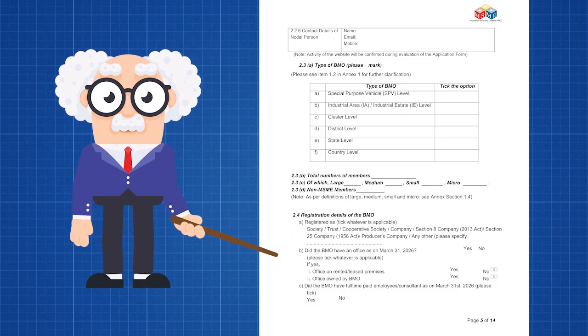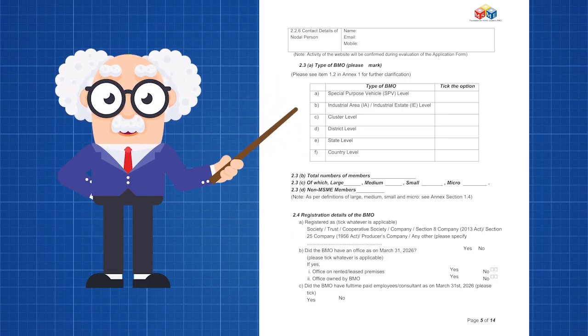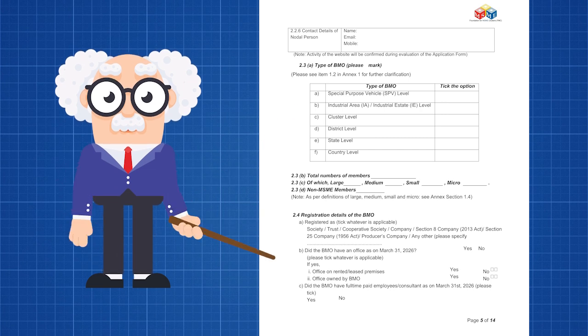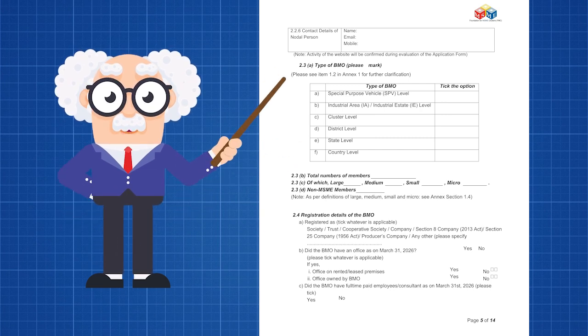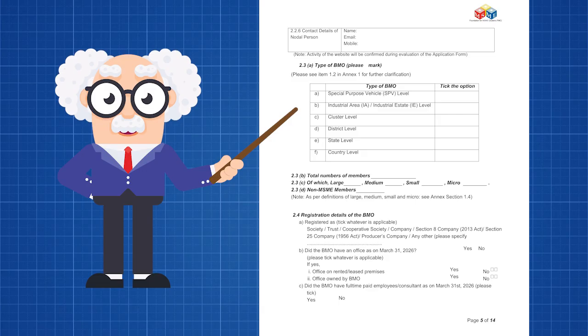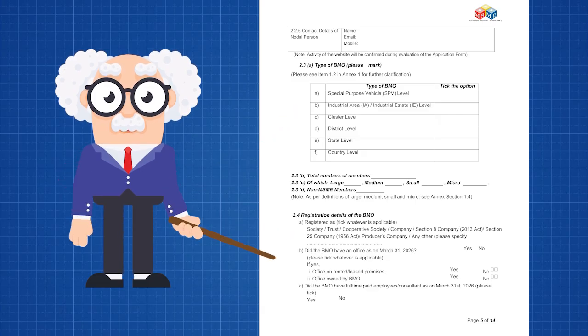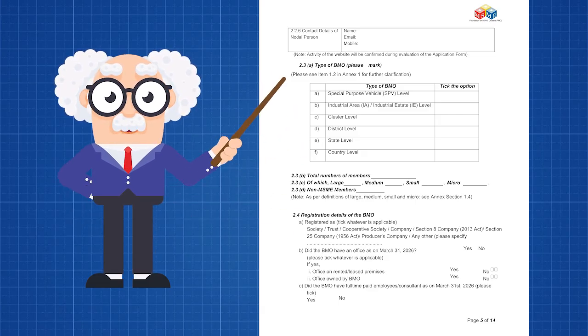In Part B, write the total number of members your BMO has. In Part C, break this number down by enterprise size. How many are large, medium, small, and micro members? In Part D, mention how many non-MSME members you have.